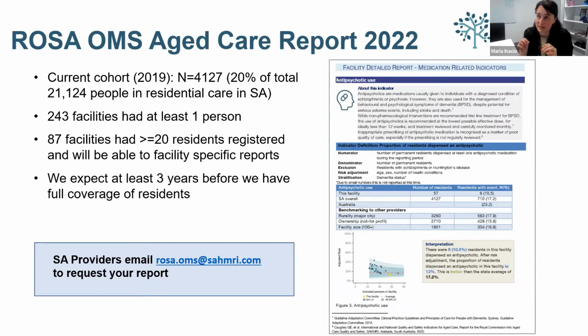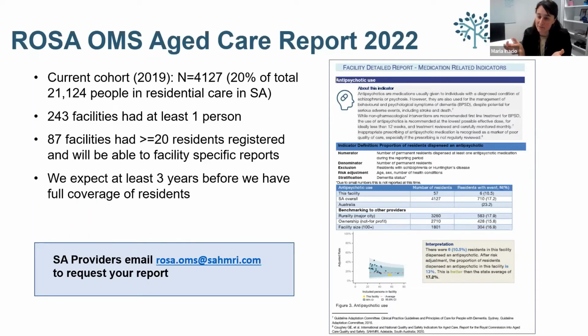So for this year, because we had agreed before we did the reports that if there were facilities that were too small, we were not going to report on individual providers, to minimize the risk of identification of individuals, for example. So for about 87 facilities in South Australia that have more than 20 residents, we can provide them with their specific facility report. We can provide an additional few reports for providers if they want at the aggregate level of the provider, not necessarily at the facility level.